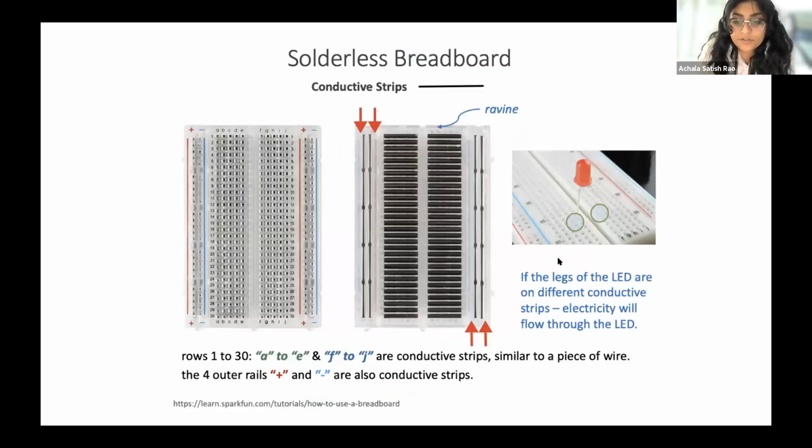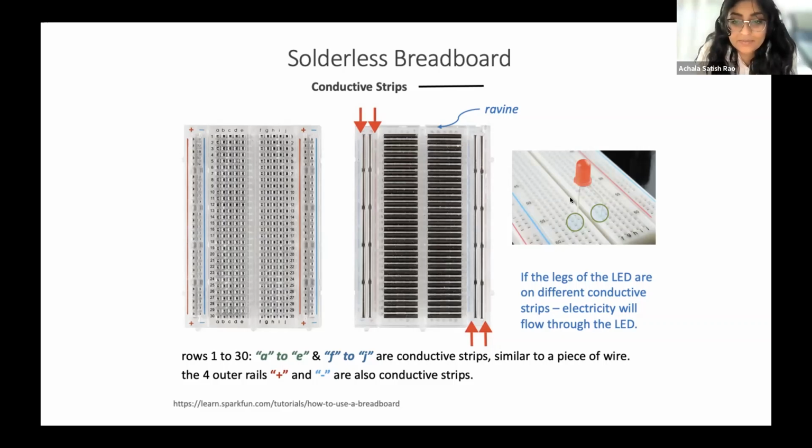So I have a question for you guys. I mentioned that there is this divide where these conductive strips aren't connected. What happens if you now connect your LED on either side of this bridge here? Will current flow? How will you be able to power it? Yes, current will bridge over the ravine there. And I would assume with an LED, you probably see that by it lighting up.